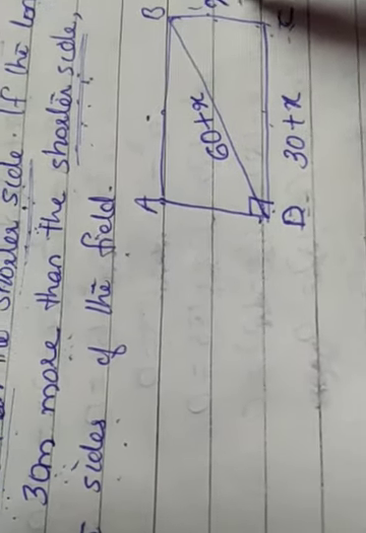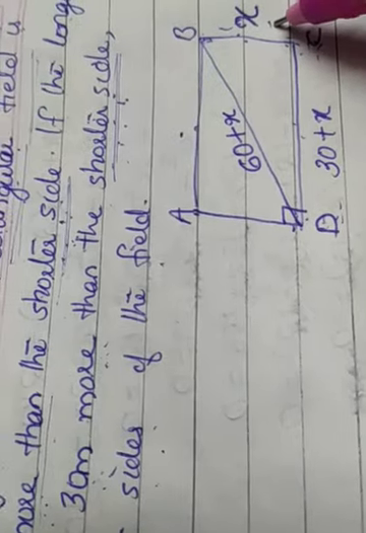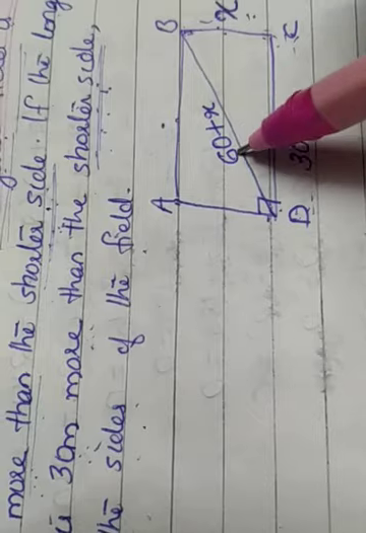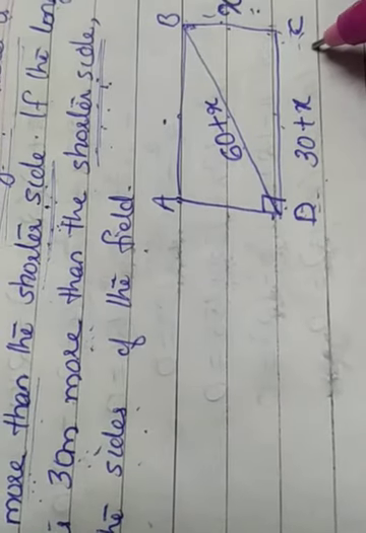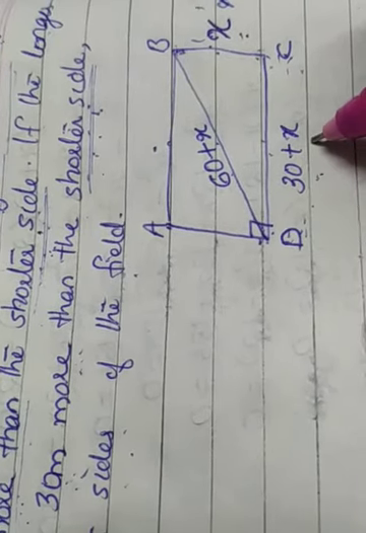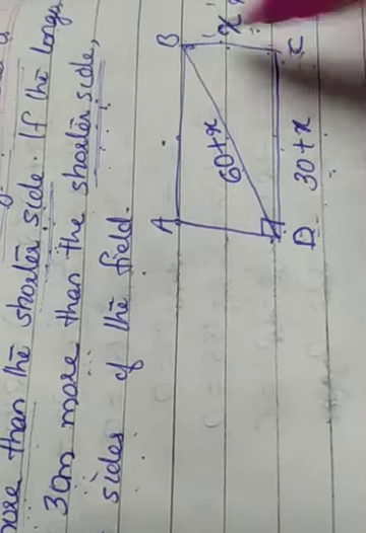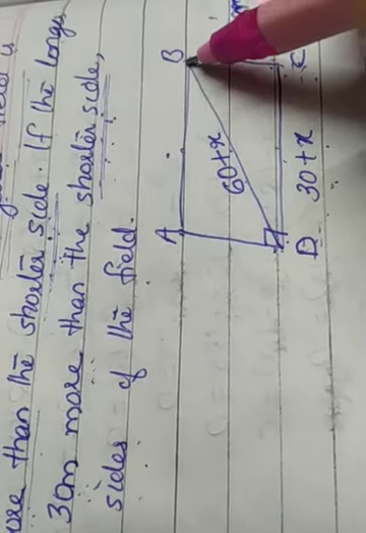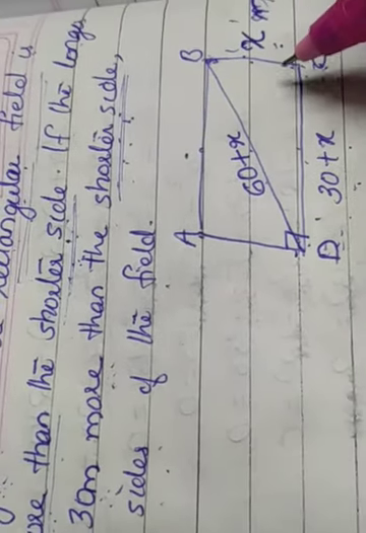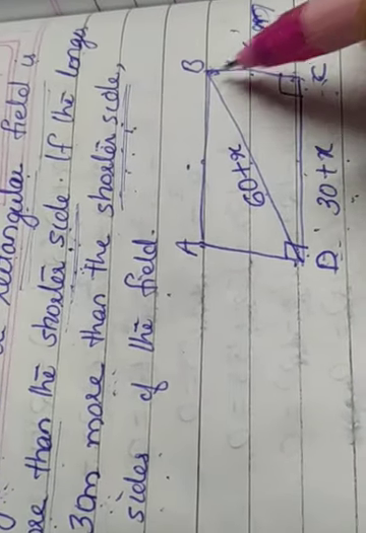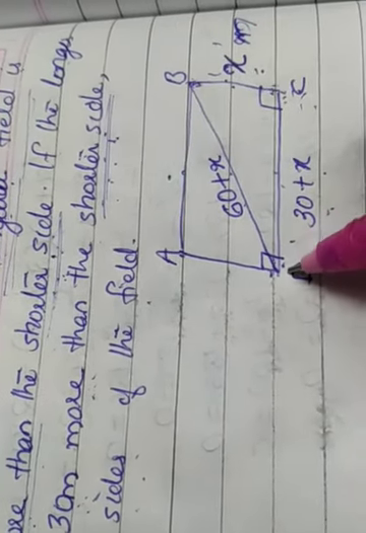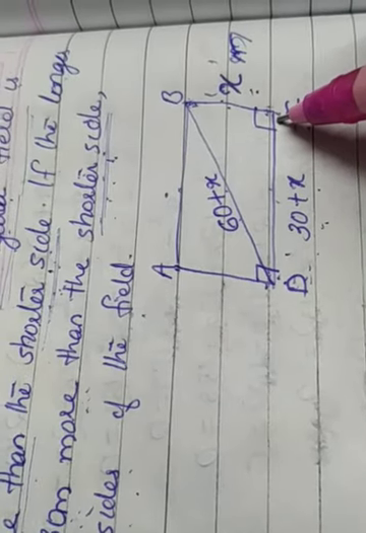Okay, so first we took the shorter side as x, and it is given that the diagonal was 60 meter more than the shorter side. We took the diagonal as 60 plus x, and the longer side is given as 30 meter more than the shorter side. So we took it as 30 plus x. Okay, again, if I'm not taking the full rectangle, I'm just taking BCD. What is BCD? BCD is a triangle. More than a triangle, it's a right triangle. Why? Each angle of a rectangle is 90 degrees. So obviously angle C is 90 degrees, and BCD will be a right triangle with angle C as 90 degrees.